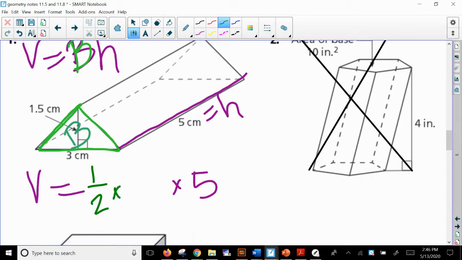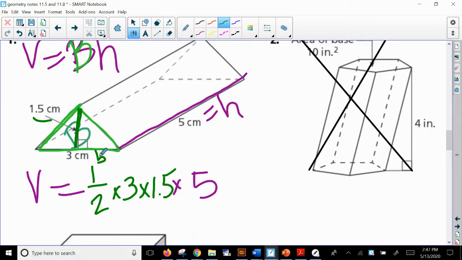1/2 times, so 3 is my little b. This is little b. The height of the triangle is this length right here. That's my 1.5. So throw it in the calculator. You're going to do 1/2 times 3 times 1.5 times the 5.